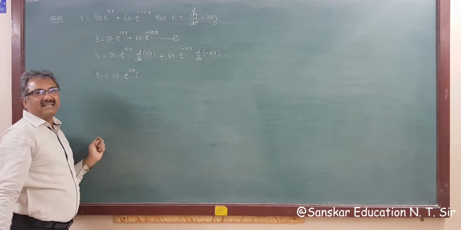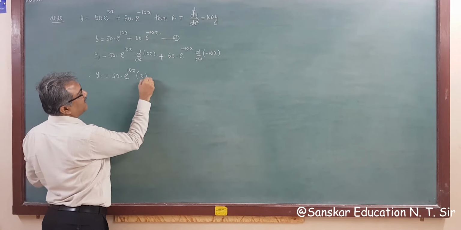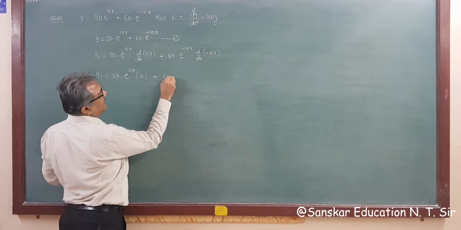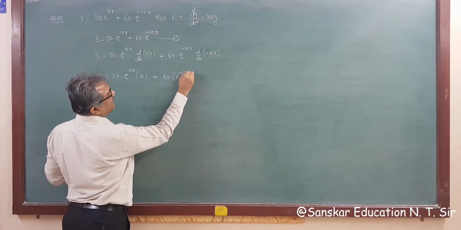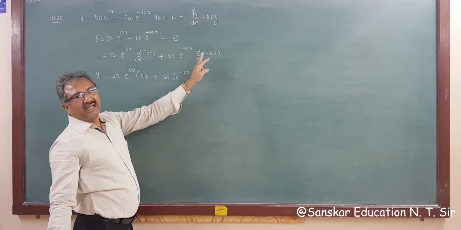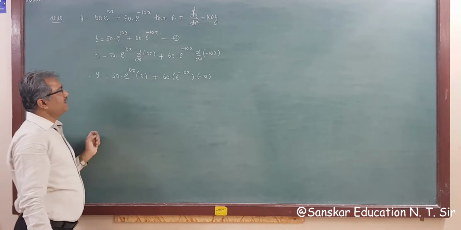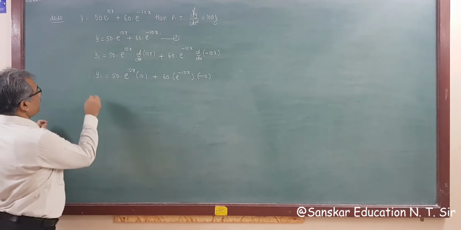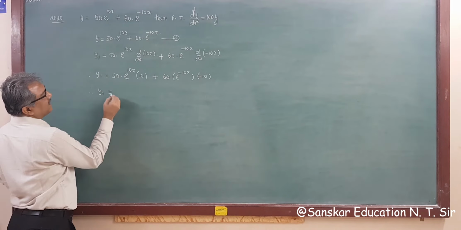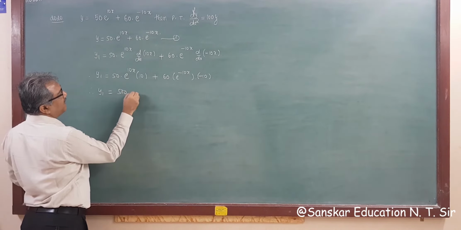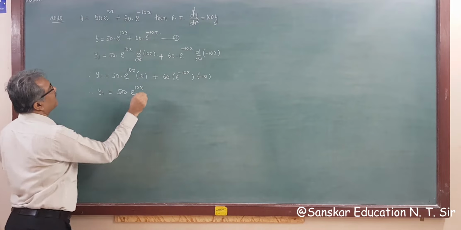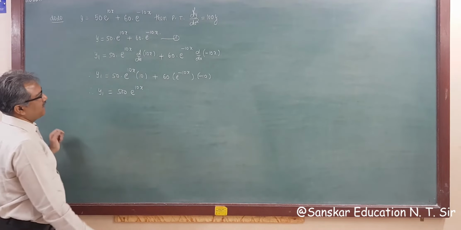Now derivative of 10x is 10, so this is 10 plus 60 times e raised to minus 10x, and derivative of minus 10x is minus 10, right? So y1 is equal to 500 e raised to 10x.